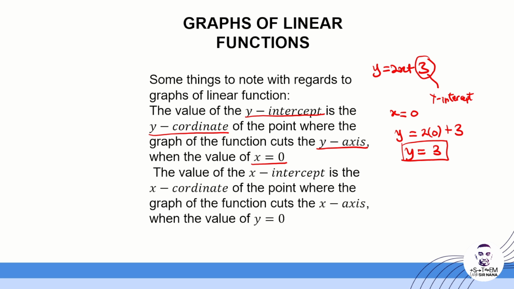And the value of our x-intercept is the x-coordinate of the point where the graph of the function cuts the x-axis, where the value of y will be equal to 0. So when we equate y to 0 here, we can say 0 is equal to 2x plus 3. In that case, 2x is equal to negative 3. Then we divide both sides by 2, and we get x equal to negative 1.5. So you realize that with the graph, we saw that our x-intercept was at negative 1.5.